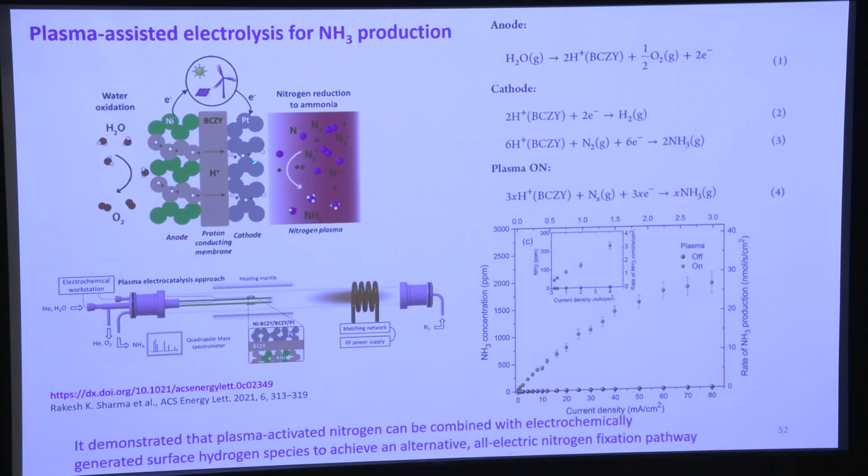And then recently in Europe, people tried to combine the electrochemical process. They split water into hydrogen, and these hydrogen protons move to the right side, where you have plasma, and that plasma creates chemistry that reacts with the protons and forms ammonia. The reactor uses a BCZY membrane, barium zirconium yttrium, but this requires very high temperature.